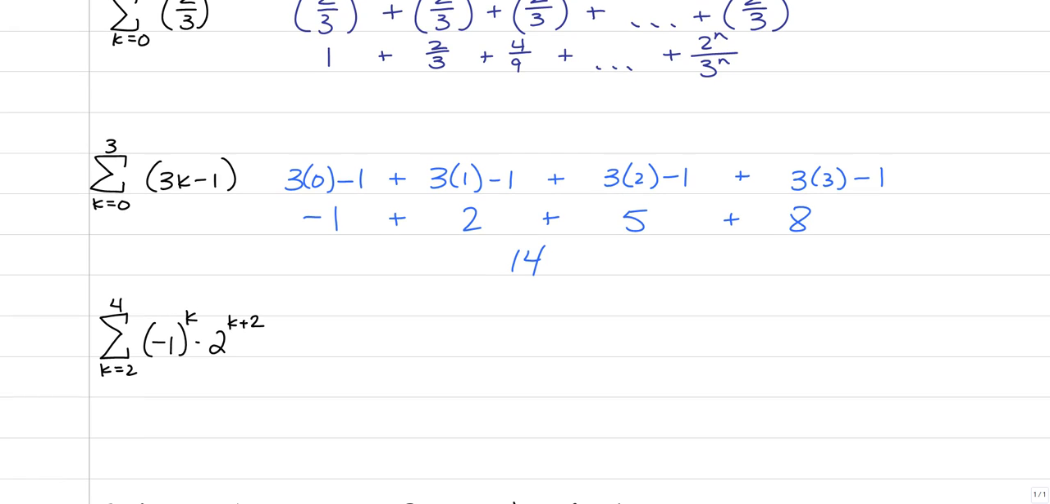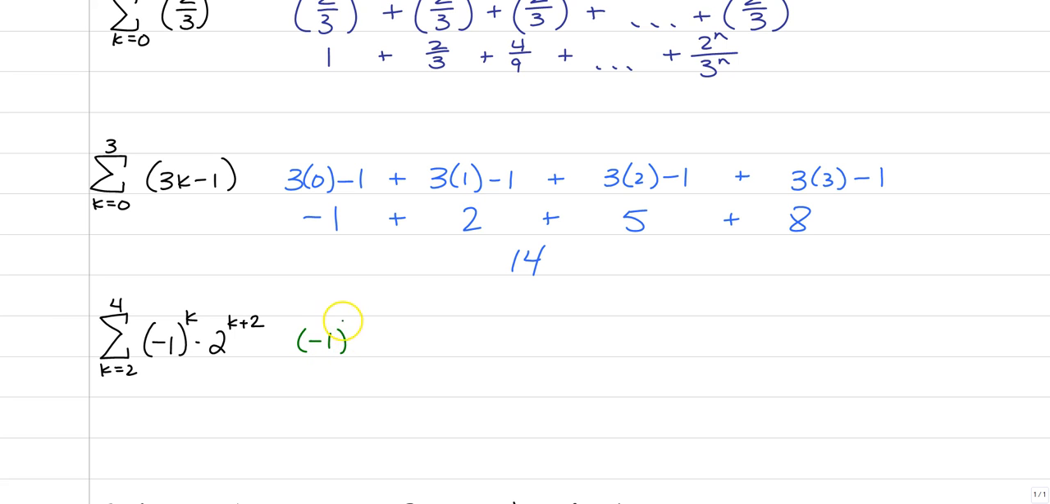It does have a start and a stop, so find the sum of -1 to the k times 2 to the k plus 2. Just pause the video, give it a shot, click play when you're ready. So our starting is 2, we're stopping at 4, nice short one.